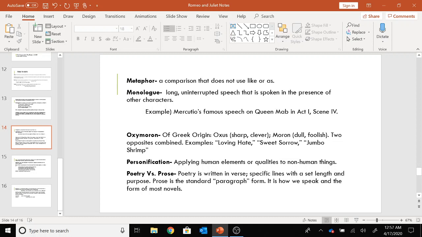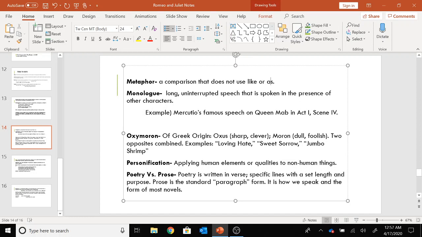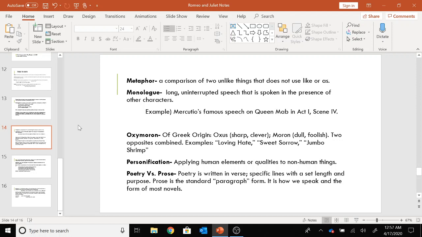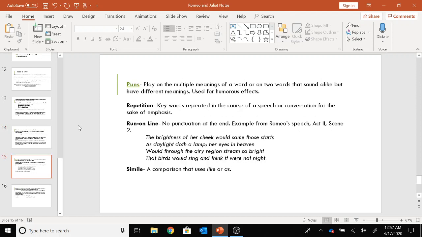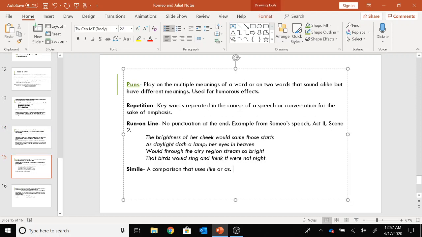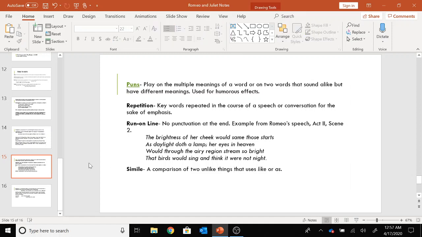And remember, it's not just a comparison that does not use like or as, right? It is comparing two unlike things. That's how we define these. A comparison of two unlike things, right? That is how we define a metaphor and a simile. A comparison of two unlike things that uses like or as.